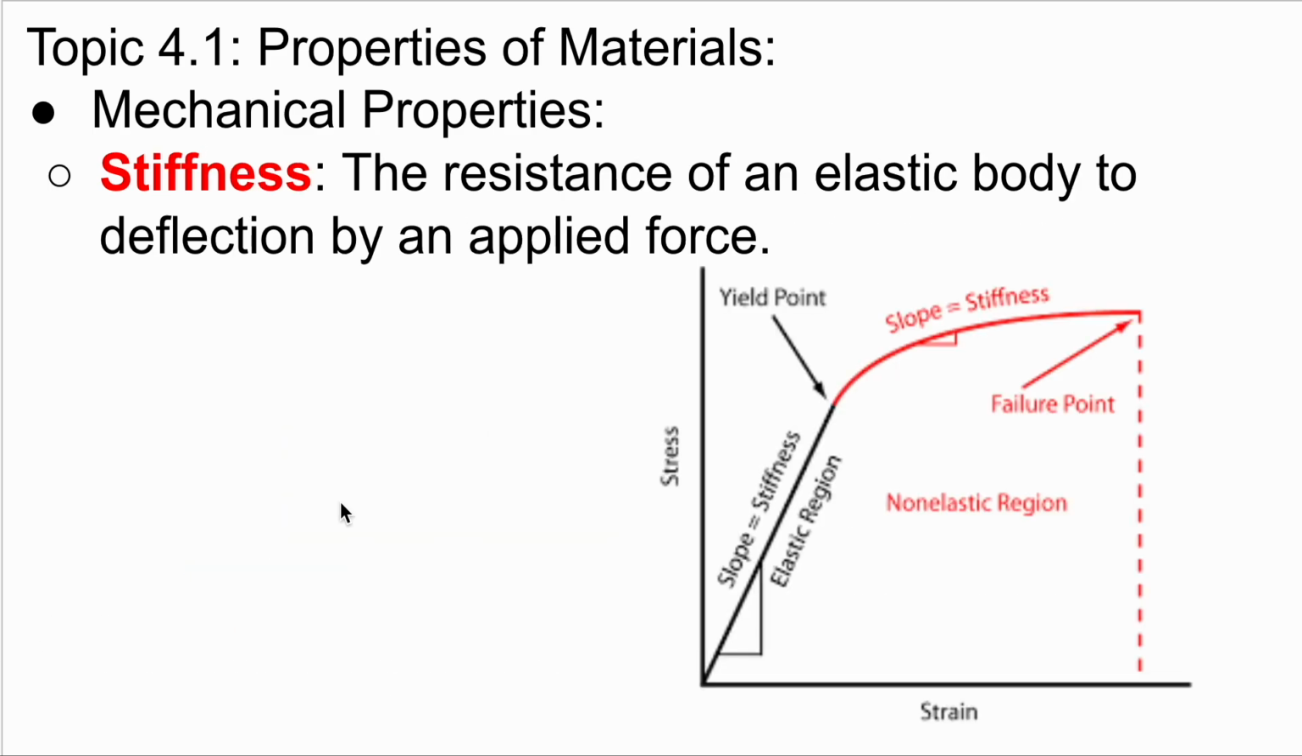Brings me to stiffness. So stiffness is the resistance of an elastic body to deflection. Stiffness is basically how hard is it to change a body's shape with an applied force. So something that is quite stiff, like a rod of wood or something like that, compared to something that is less stiff, like an elastic band or something like that.